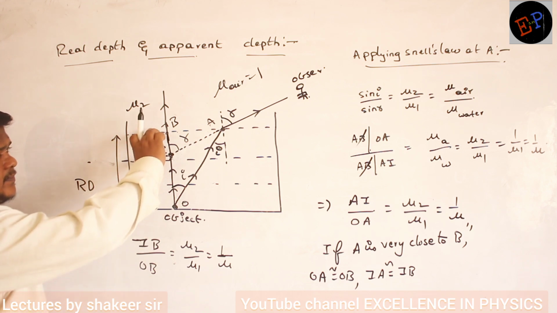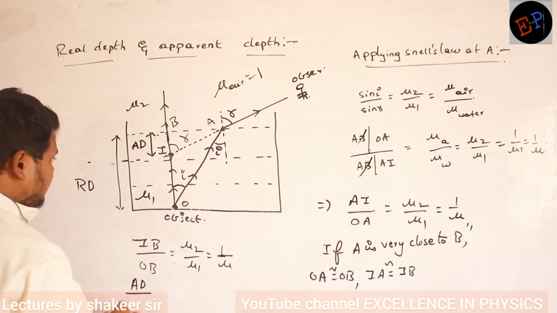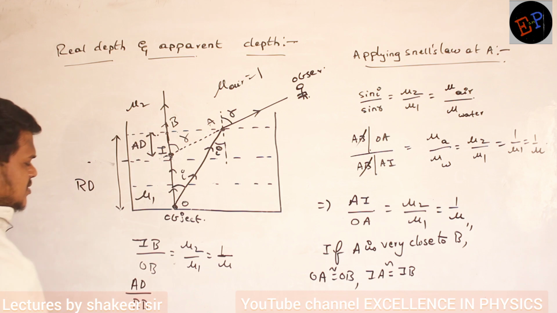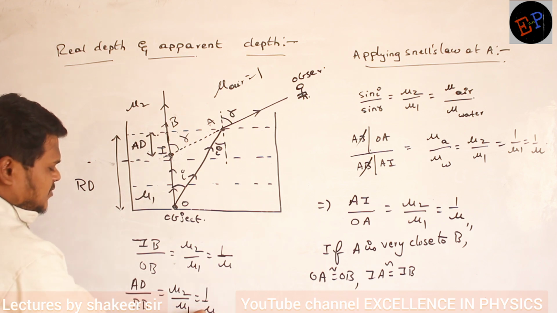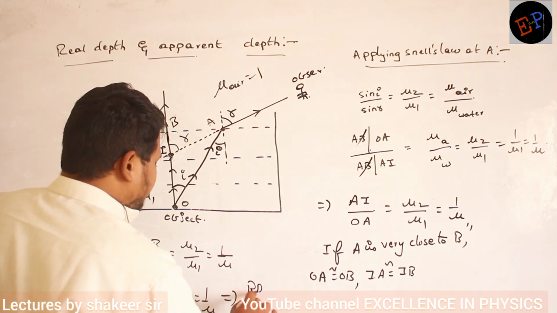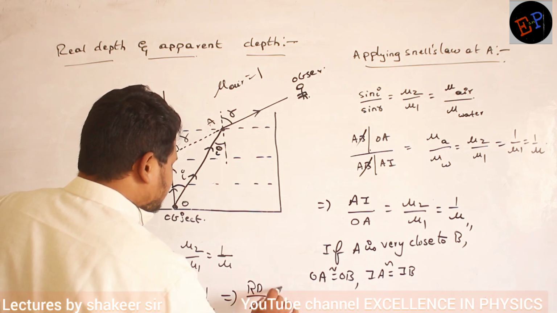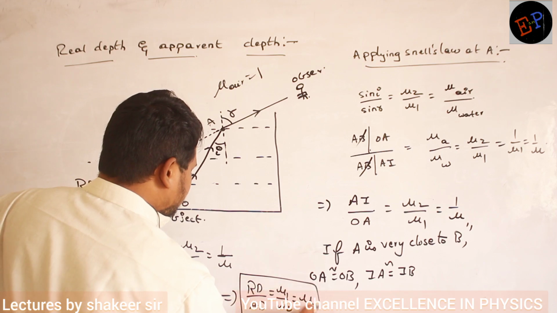IB, what is IB? Apparent depth, no? OB? Real depth. So write down: AD divided by RD. Apparent depth divided by real depth is equal to mu 2 divided by mu 1, or you can write 1 by mu. Okay? And if you take the reciprocal of them, then also you can write RD divided by AD is equal to mu 1 divided by mu 2, which is equal to mu. So you can write like this also.